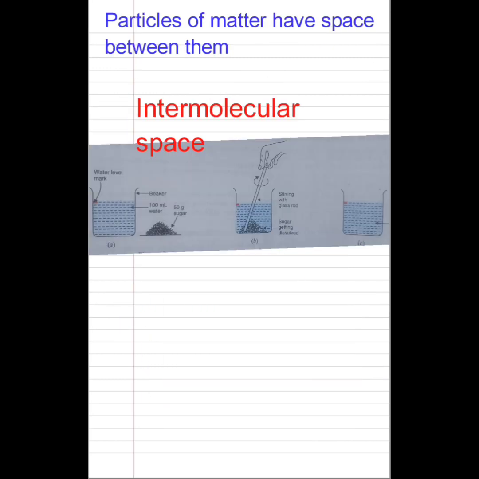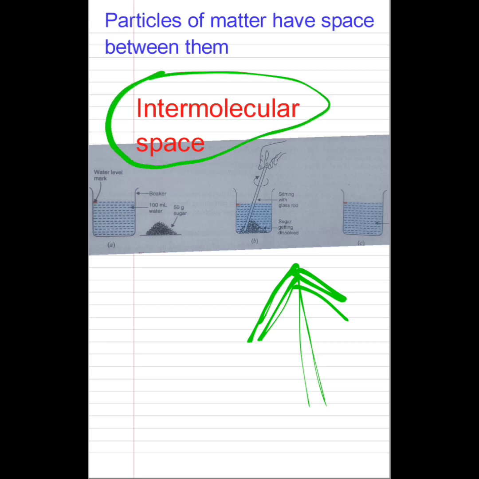Particles of matter have space between them. To explain this, an experiment has been conducted. This is a very familiar process that we do on a regular basis in our homes, that is, adding sugar or salt into water. Here we will learn one term called intermolecular space.